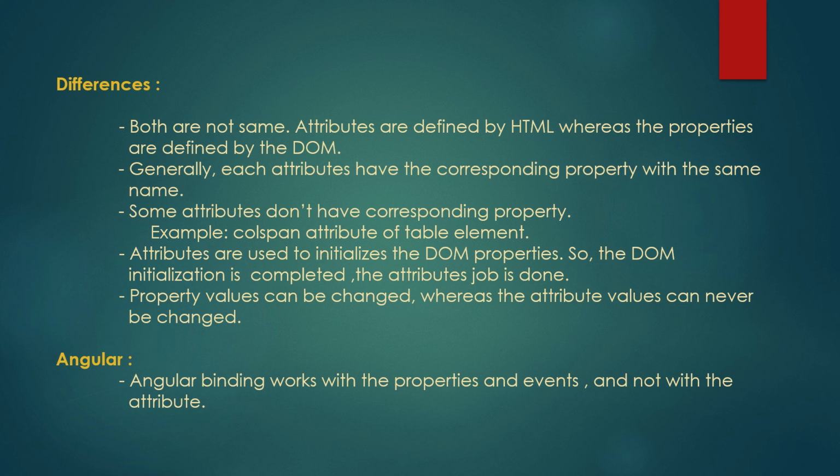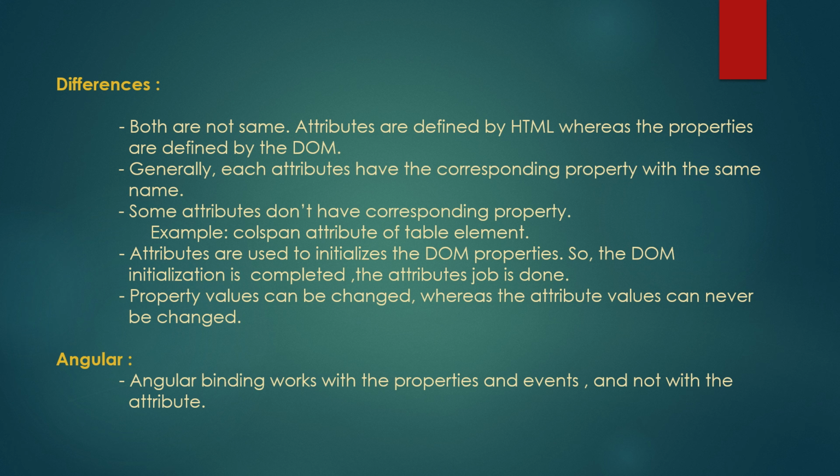Then these are the differences. Basically, what we need to understand is that both are not the same. Attributes are generally used to initialize the DOM properties. Once the DOM initialization is completed, there is no job for the attribute. Whatever changes we make with Angular or JavaScript, we are changing the properties of the DOM, not the attributes. Attribute values cannot be changed.